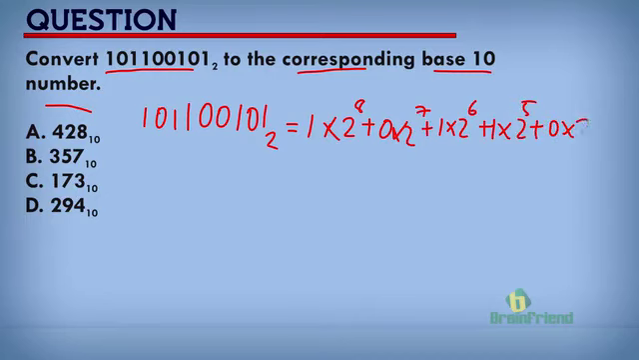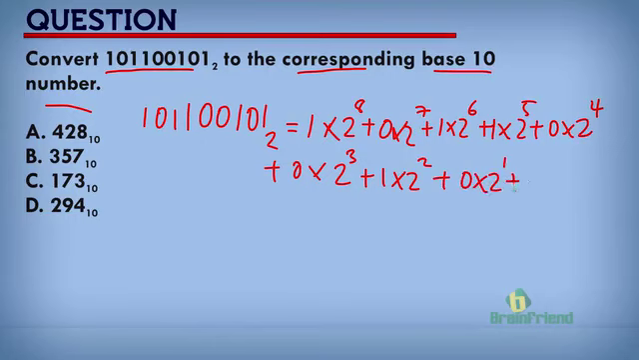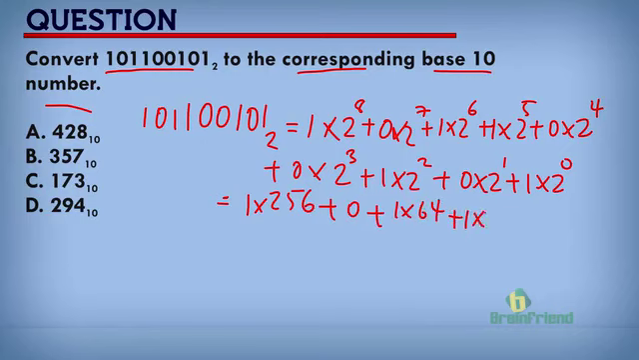plus 0 times 2 raised to the power 4 plus 0 times 2 raised to the power 3 plus 1 times 2 raised to the power 2 plus 0 times 2 raised to the power 1 plus 1 times 2 raised to the power 0. Okay, that gives us 1 times 256 plus 0 plus 1 times 64 plus 1 times 32 plus 0 plus 0 plus 1 times 4 plus 0 plus 1 times 1.